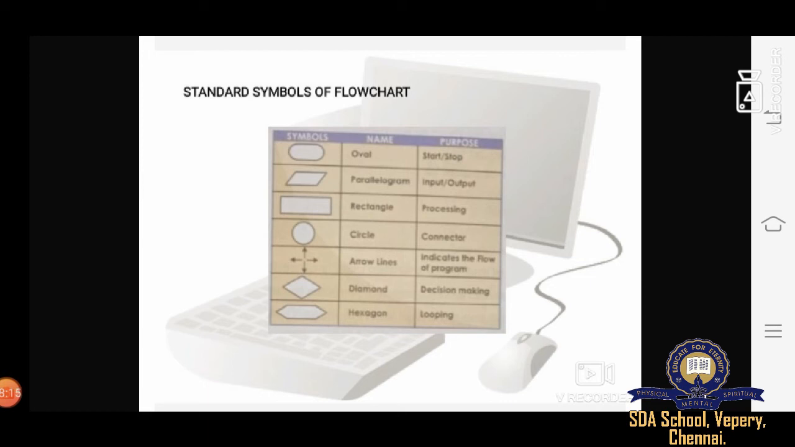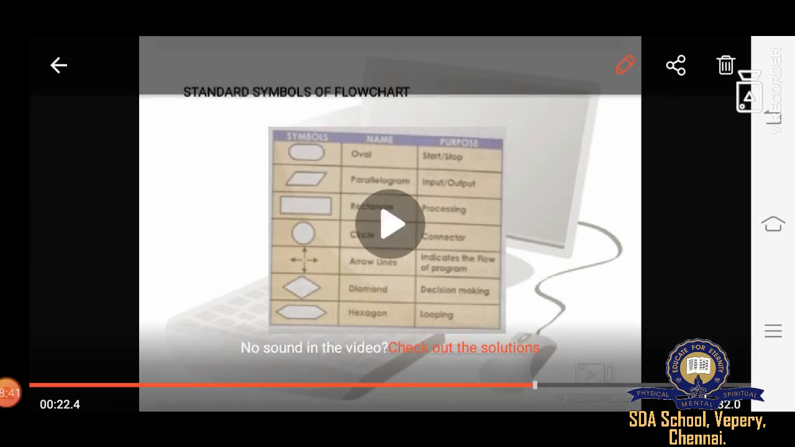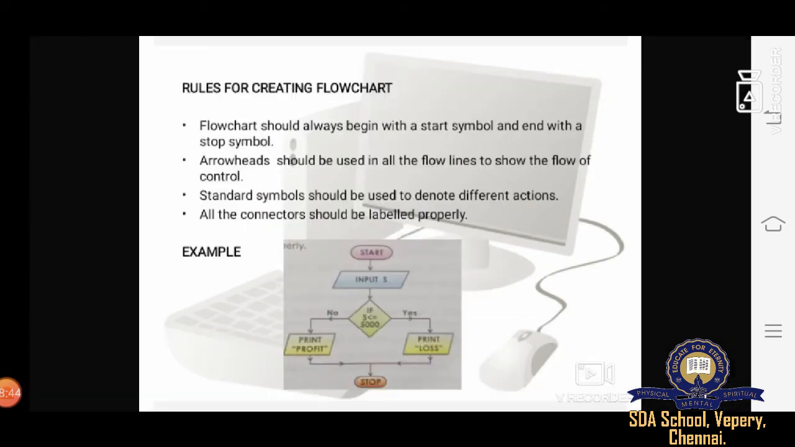And the second one is the parallelogram, purpose: input and output. Third one, rectangle, processing. Fourth one, circle, connector. Fifth one, arrow lines, indicates the flow of a program. And diamond, decision making. And hexagon, looping. So these are the symbols of the flowcharts, and you can see the program over here. Okay, this is the example of a program, and these are some of the rules for creating a flowchart.